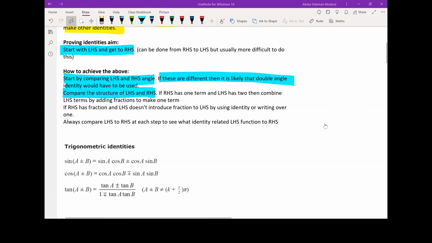Just before I continue, I just want to check someone's not muted. I'm going to mute whoever's not muted. Can you check your microphones are muted, because I don't want any background noise, please.